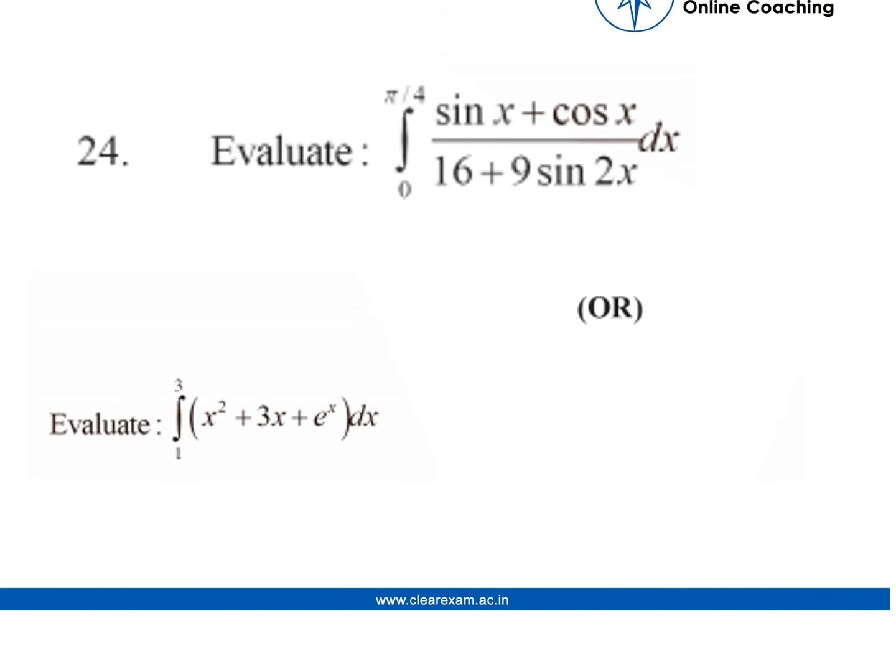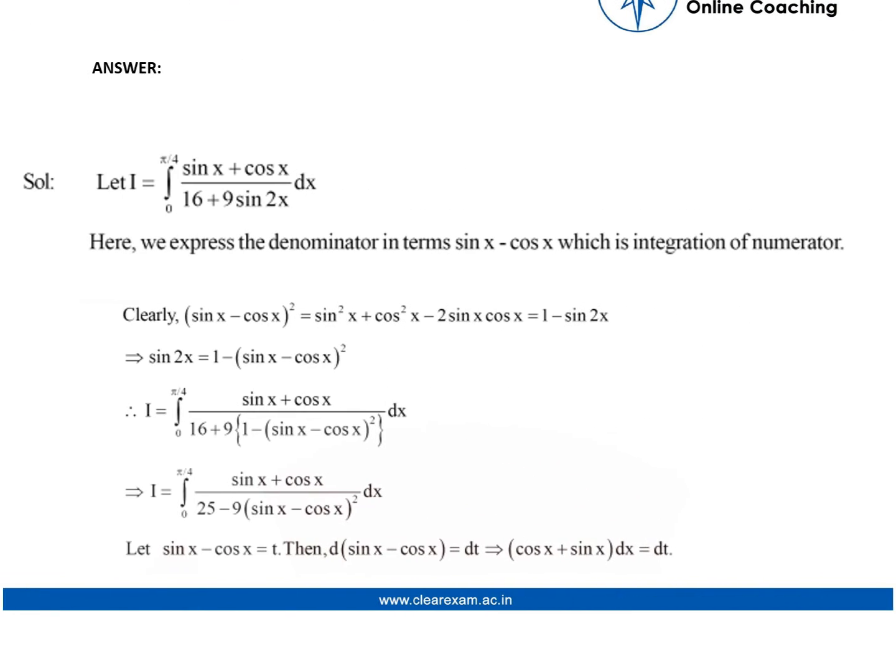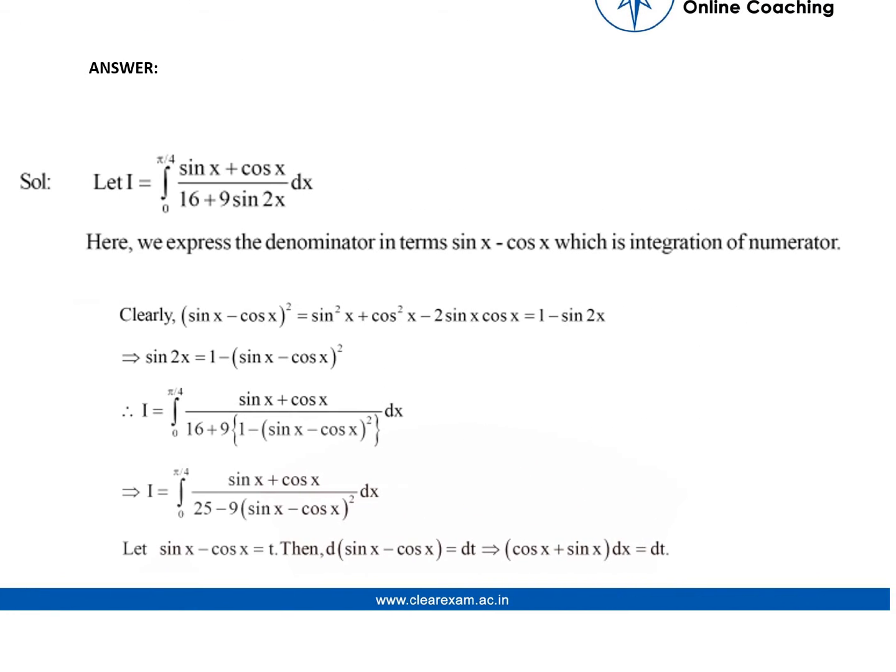Question number 24. Evaluate the integral from pi by 4 to 0 of (sin x plus cos x) upon (16 plus 9 sin 2x) dx, or evaluate the integral of (x square plus 3x plus e^x) dx from 3 to 1. Solution. Let I be the integral of (sin x plus cos x) upon (16 plus 9 sin 2x) dx from pi by 4 to 0.